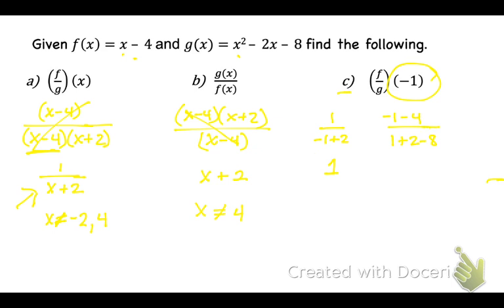Wait, so you plug that negative 1 in for x? Yep. So then I would get negative 5 over negative 5, which would still be 1. So I can plug it in separately, or I can reduce it and plug it in. It depends. If I have a bunch of numbers to plug in, I would reduce first. If I only have one, I'd probably plug them in individually. Questions? Is that all we're doing today?